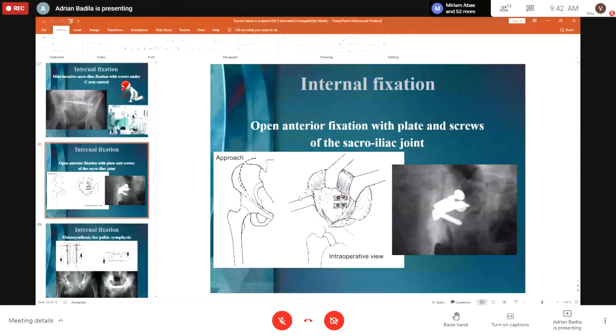Another method is open anterior fixation with plates and screws at the level of the sacroiliac joints. So here we had a dislocation of the sacroiliac joints, and this is the postoperative image after reduction and osteosynthesis with 2 plates and screws.